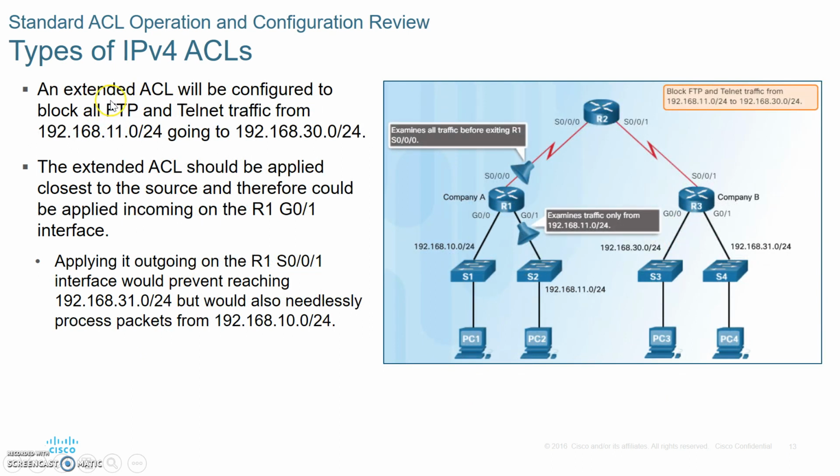But for an extended ACL, we should put it as close to the source as possible. For example, here, 11 is the source and 30 is the destination. We can apply the ACL here, or apply the ACL here. If we apply it here, the router needs to route the packet and then drop it going out if it's going to 30. But if we apply it here, the router will drop the packet before it routes it. This saves the router from routing the packet and prevents needless processing, so it helps the router run faster.